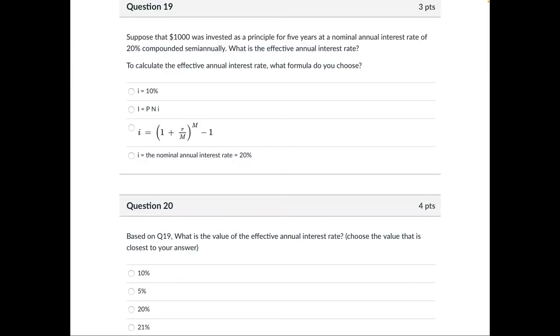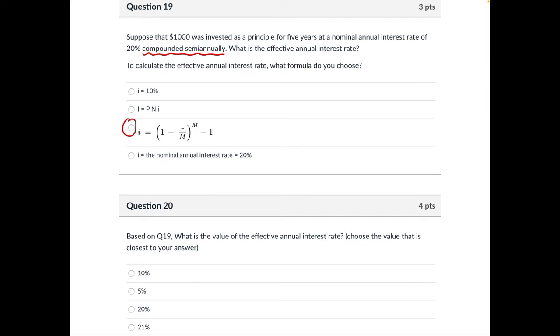New question. Suppose that 1000 was invested as a principal for 5 years at a nominal interest rate of 20%, compounded semi-annually. Okay? Always look for this information. That's the specific frequency of the compounding. So what is the effective annual interest rate? We have learned a formula to calculate the effective annual interest rate. And so this problem is very easy.